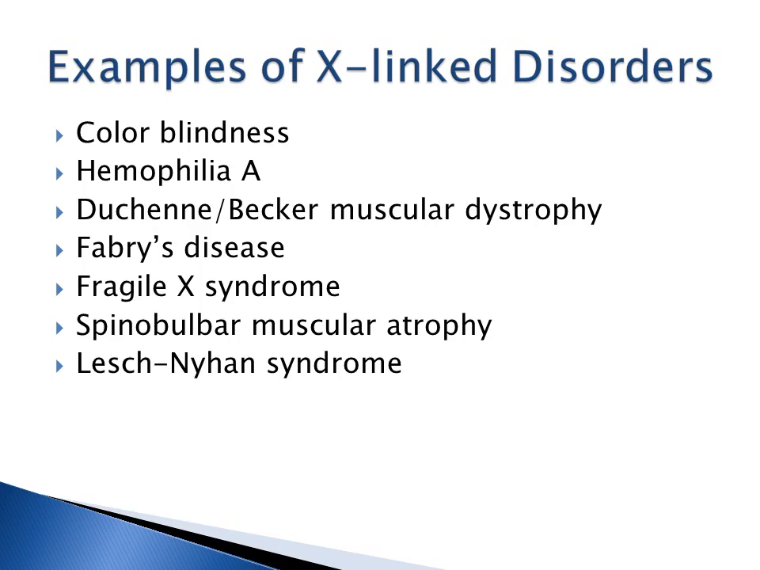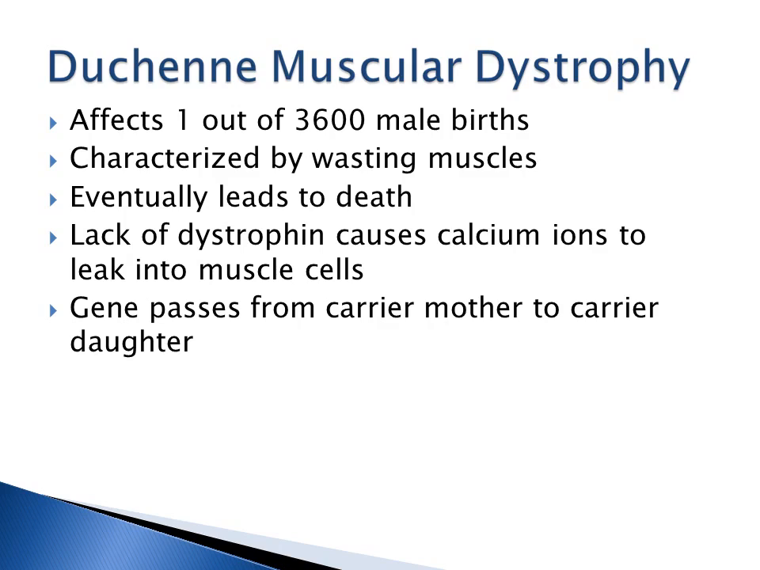Some examples of X-linked disorders are color blindness, hemophilia, Duchenne muscular dystrophy, Fragile X syndrome, and numerous others. In Duchenne muscular dystrophy, this affects 1 out of every 3,600 male births. It's characterized by wasting of muscles that eventually leads to death. This disease is caused by a lack of dystrophin, which causes calcium ions to leak into the muscle cells. This gene is passed from a carrier mother to carrier daughters.